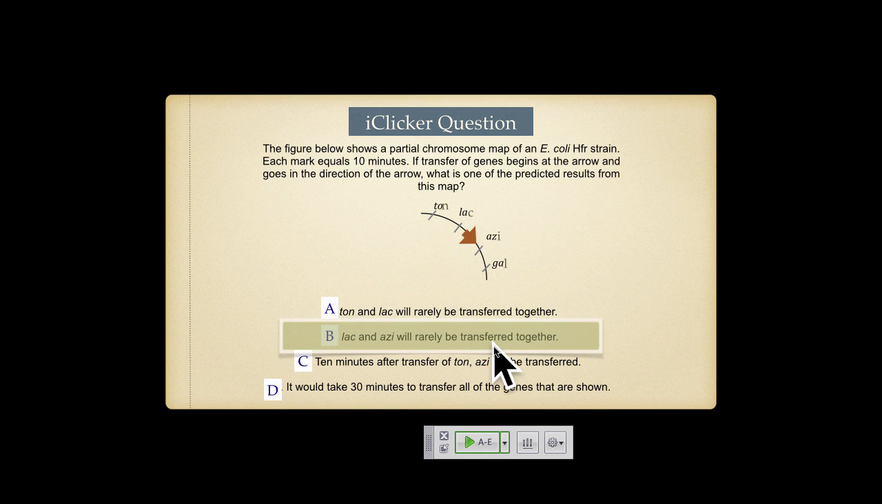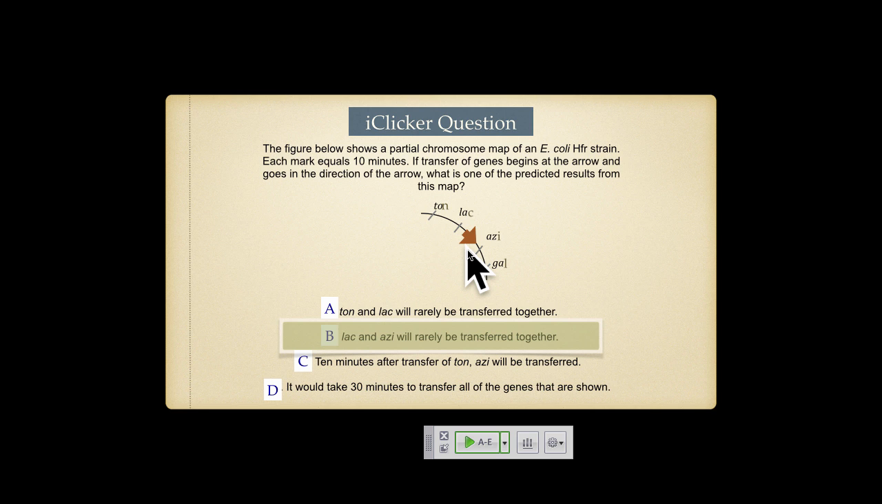Yes. Do you go in the direction of the arrowhead or away from it? The way they're doing this, it doesn't really matter. You get the same result. They're trying to use the arrowhead to show this orientation. So if the F factor, let's say in another strain, inserted in exactly the same place but flipped in the orientation, then azide would transfer first, and the lac would be the last gene to transfer. Okay.